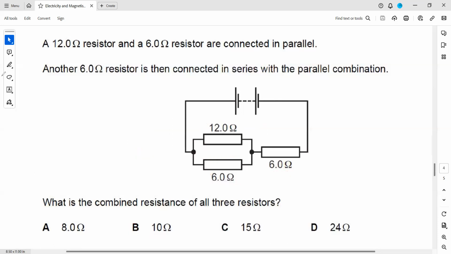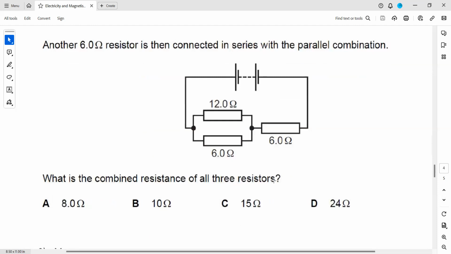Whenever two resistors are connected in parallel, the combined resistance is the product divided by the sum. When they are connected in series, the combined resistance is the sum of the individual resistances. So the combination of a 12 ohm and a 6 ohm makes 4. And that 4 is in series with the 6. That's why the total is 10.